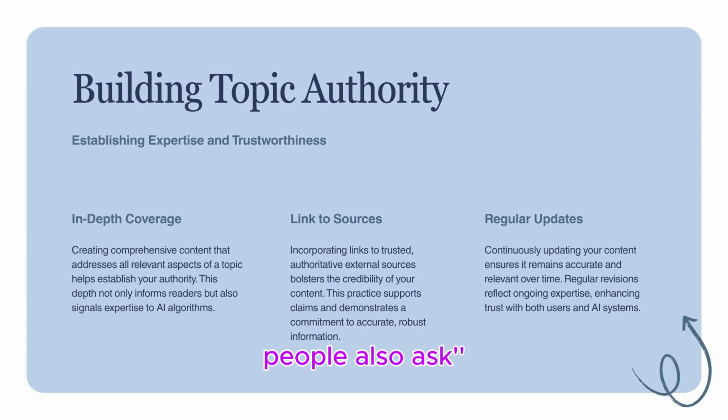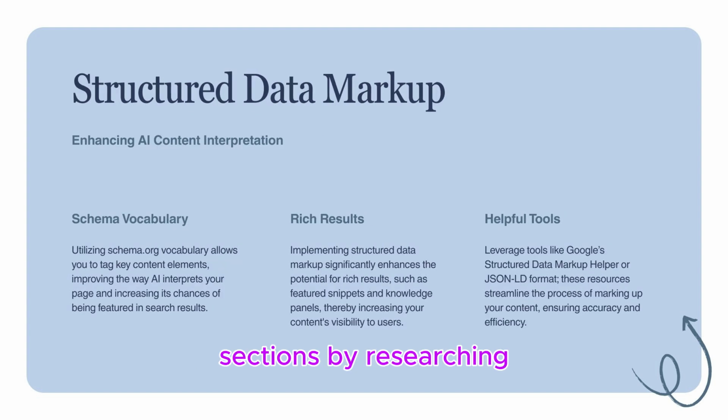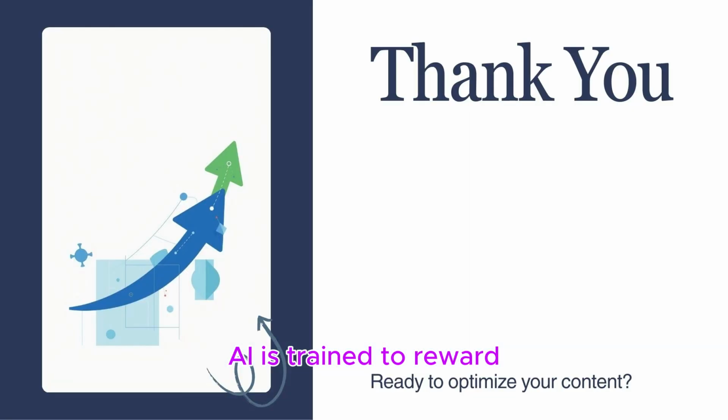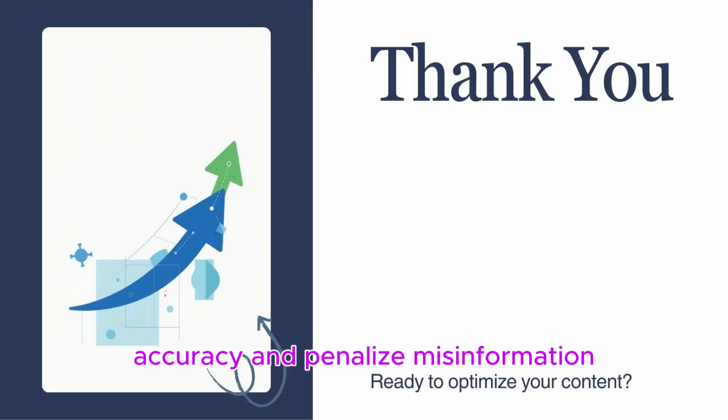Fourth, optimize for People Also Ask sections by researching related questions with tools like AnswerThePublic and providing clear, concise answers. Finally, prioritize high-quality, factual content. AI is trained to reward accuracy and penalize misinformation.